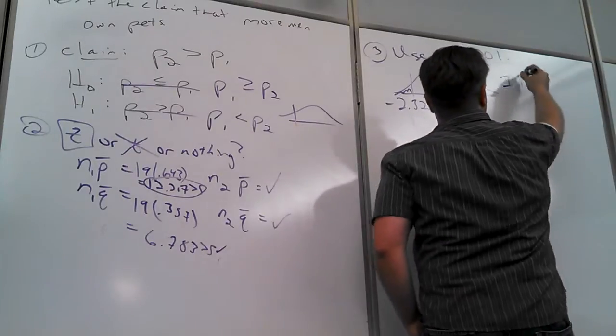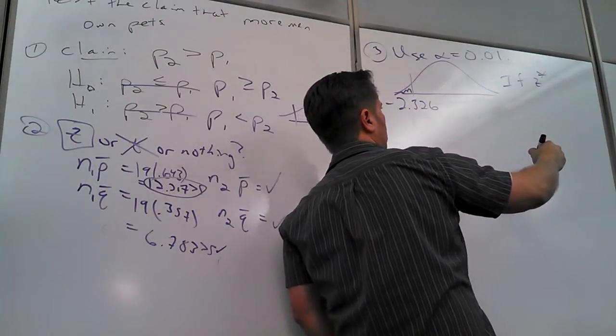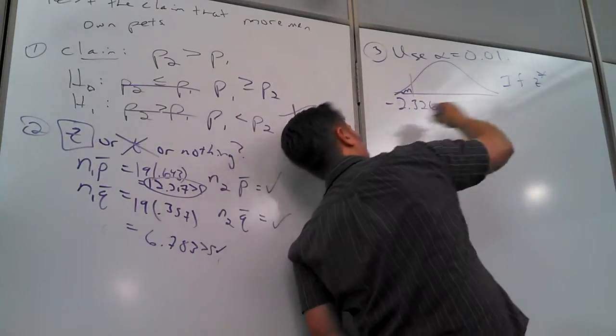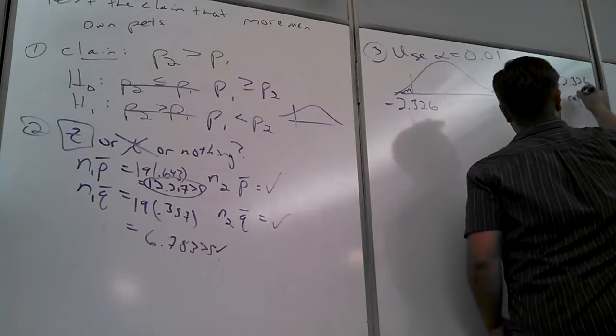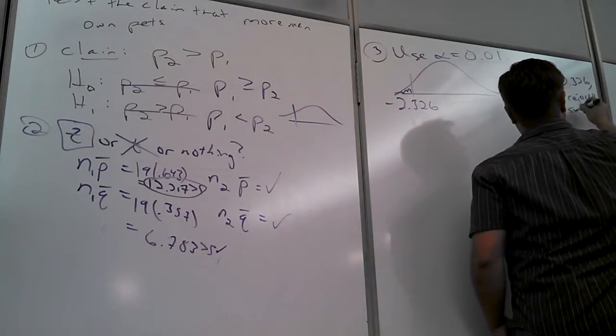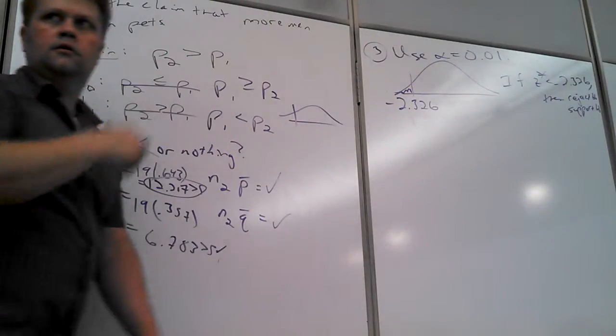Here, if Z star is less than that, then reject H0, support H1. Cool, same stuff.